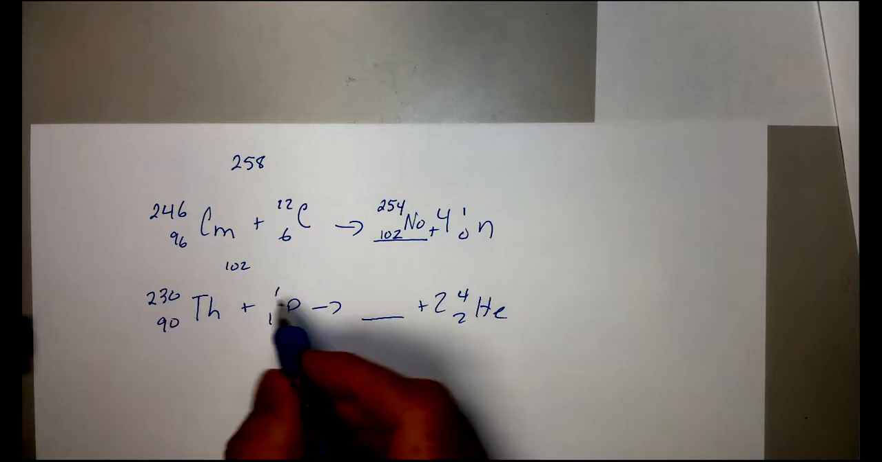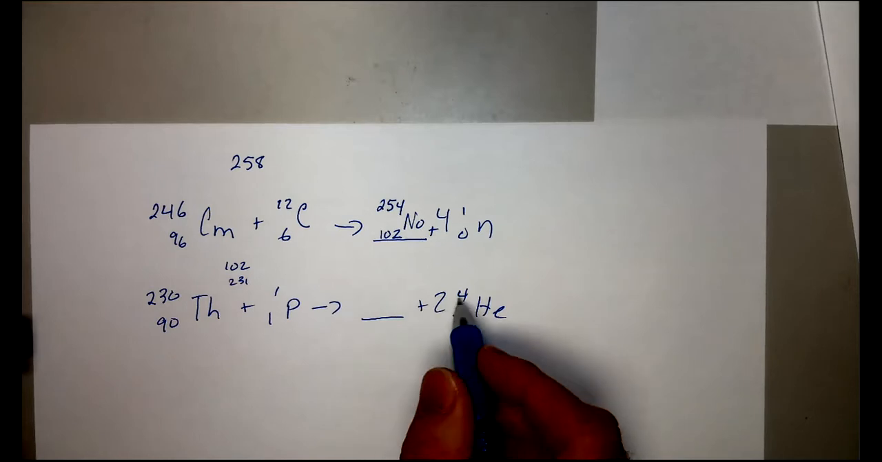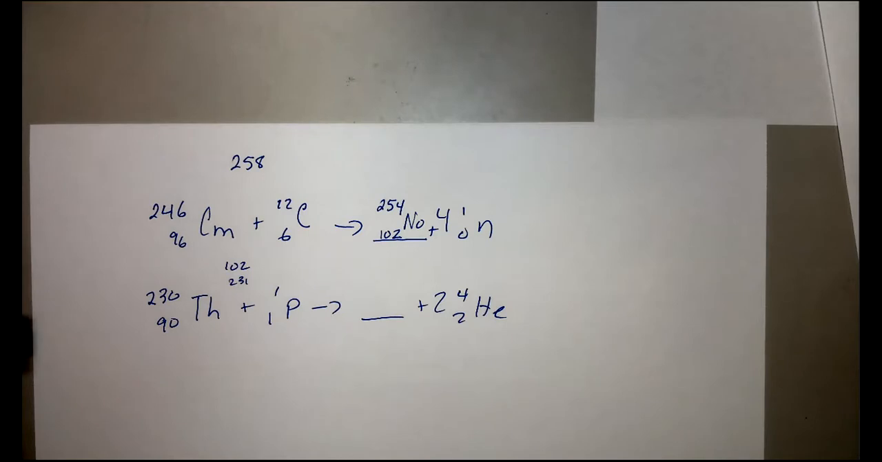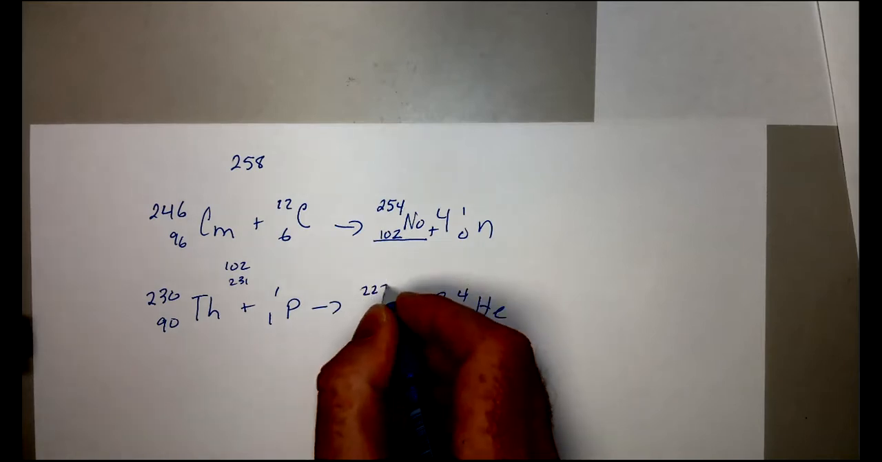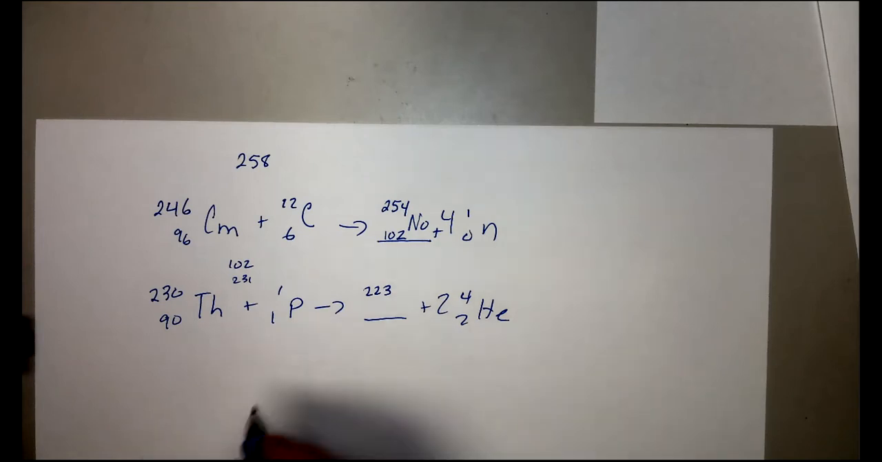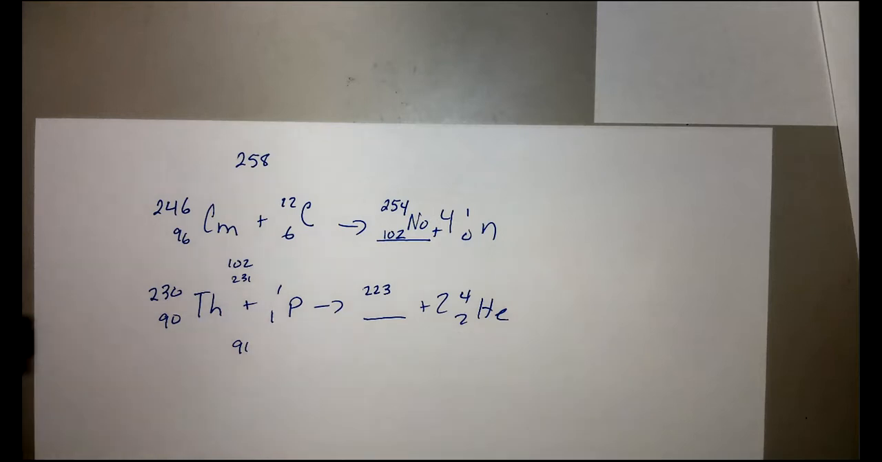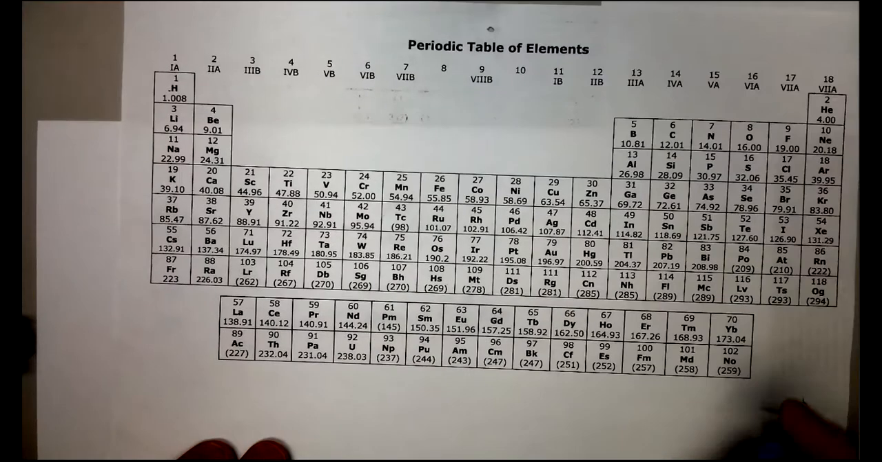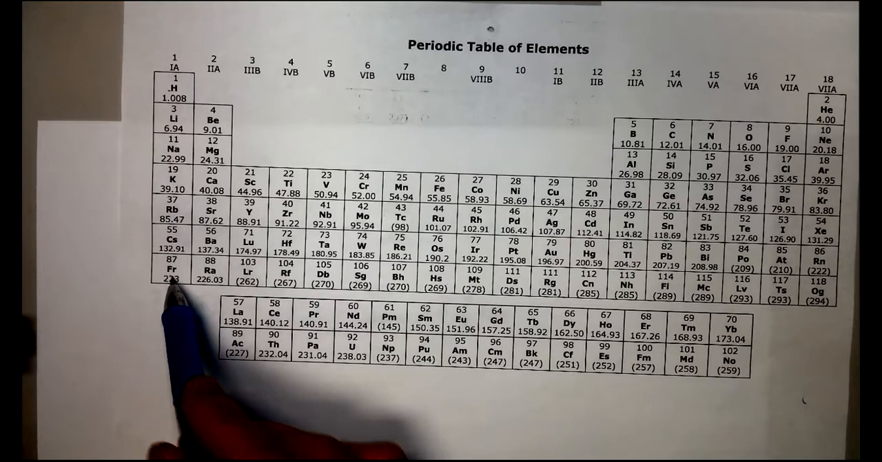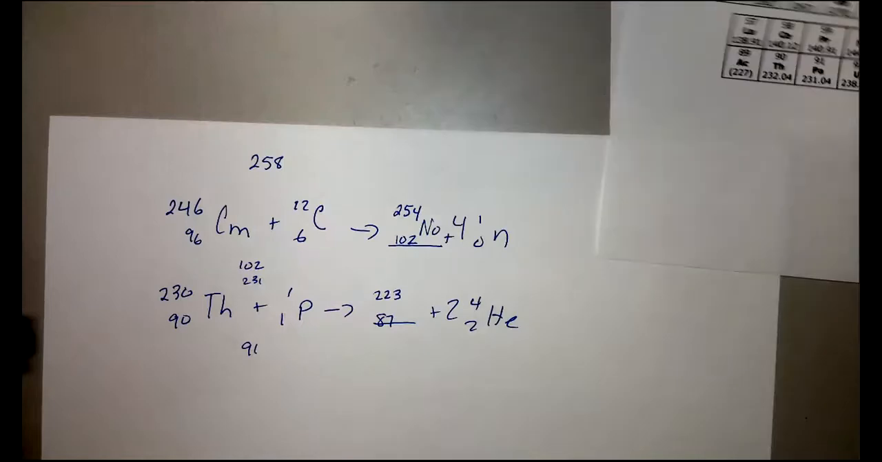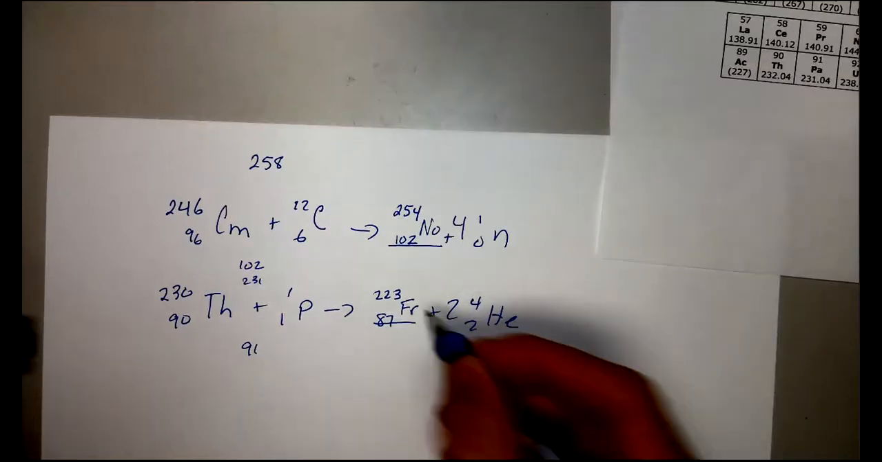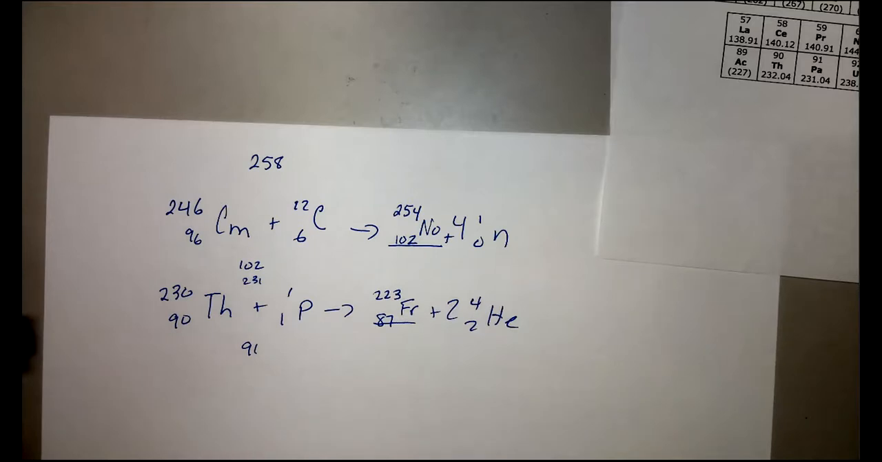So next one, 230 plus 1 is 231 total. 2 times 4 is 8. So we're going to say 231 minus 8 is 223. And then 90 plus 1 is 91. We've got 2 of those, so 4 over there so far. So we're going to say 91 minus 4 is 87. Right now we just need to come back and figure out what element 87 was. And there it is, francium, or francium if you're in a more British area. Regardless, Fr. And so that would be a balanced reaction.